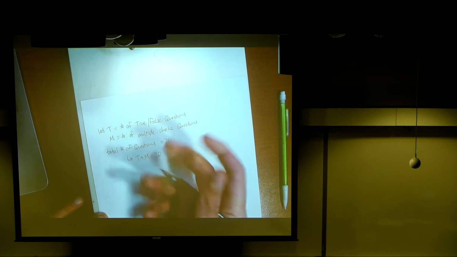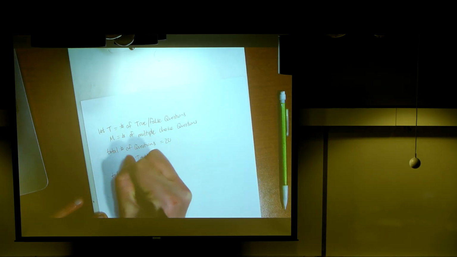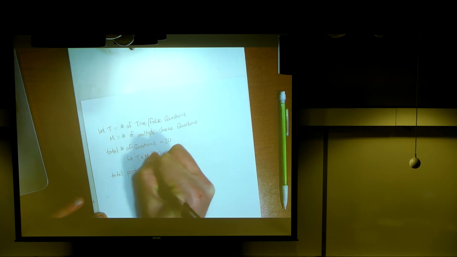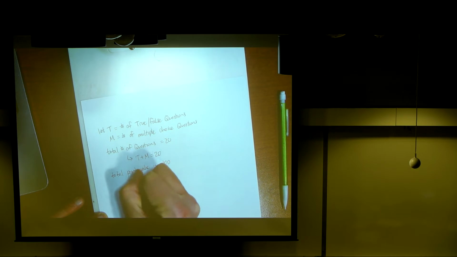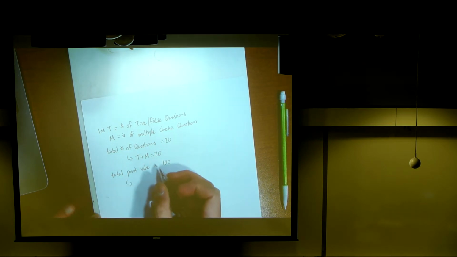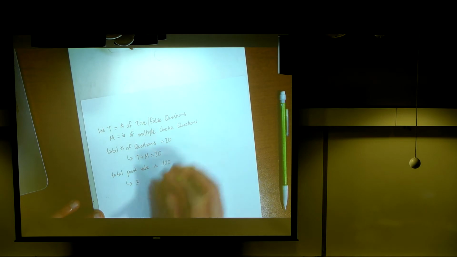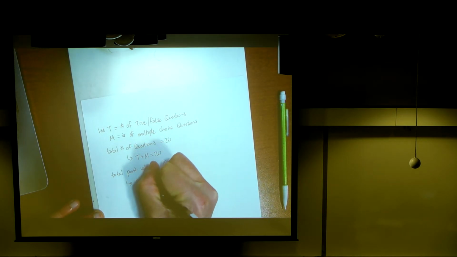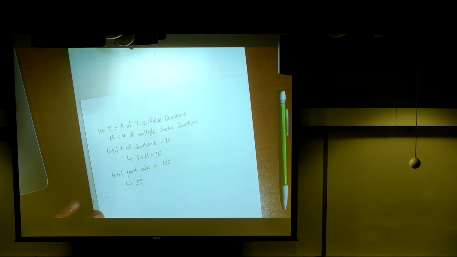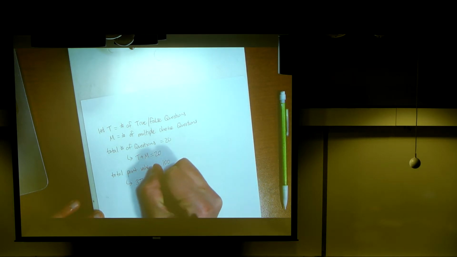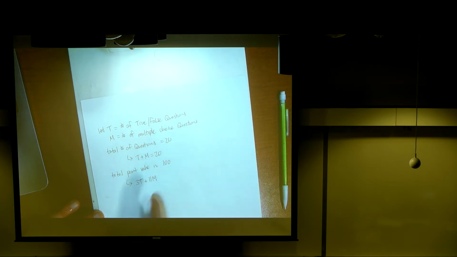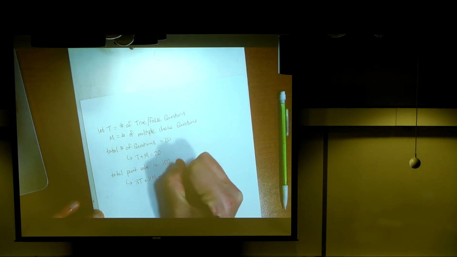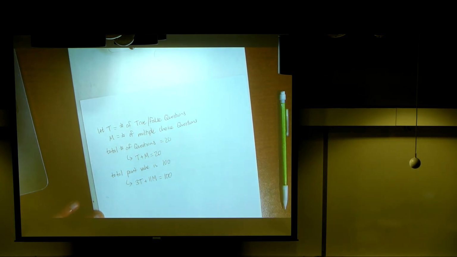And what that's saying in words is the total point value is 100, right? So if we translate that into an equation, each true-false question is worth 3 points. So if I take 3 times T, that's all the points for the true-false questions. And then my multiple choice questions are worth 11 points each. So if I take 11 times M, that's how many points I have in the multiple choice questions. And if I add all that together, it's 100 points, okay?